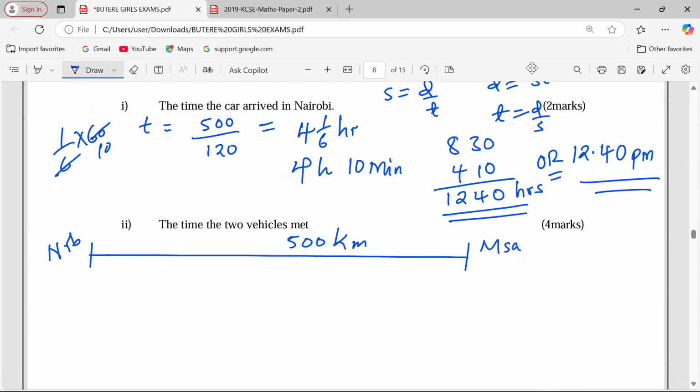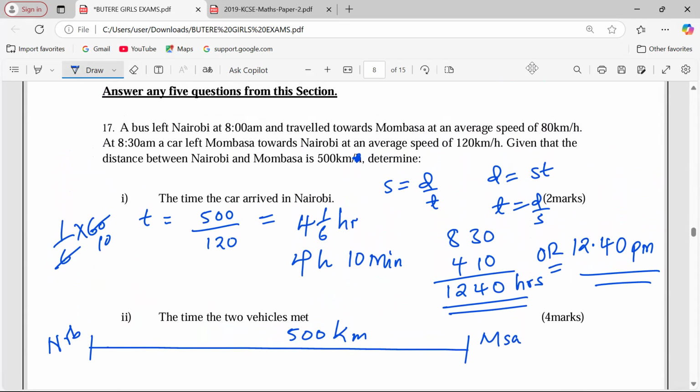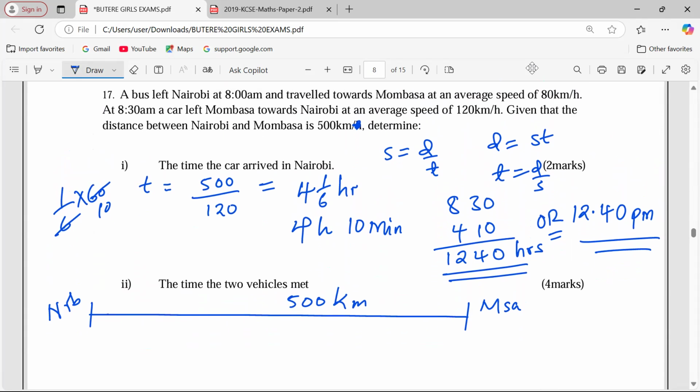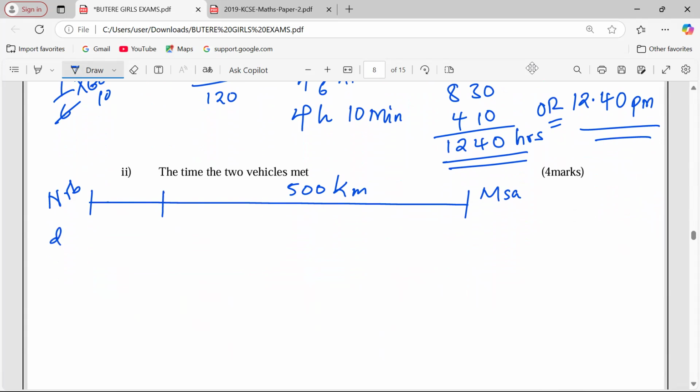Then at 8, exactly at 8, a bus is starting a journey. Then at 8:30, the car is starting, meaning that before the car began its journey, the bus had already covered some distance from Nairobi towards Mombasa. We can get that distance covered. Distance is given by speed times time. At a speed of 80 multiplied by half an hour, you get 40 kilometers. So there's a distance of 40 kilometers which has been covered by the bus.